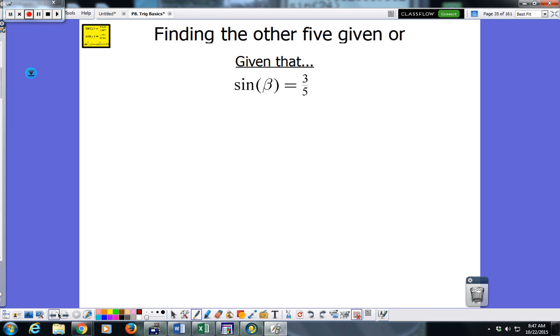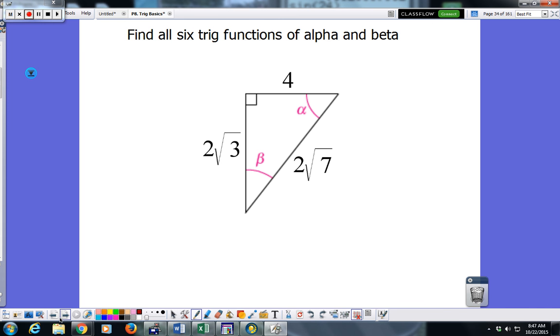Okay, maybe 1 or 2 more problems, then we're done. Find all 6 functions of alpha and beta. This will take forever. You've got 12 different answers here. You've got to find the sine, cosine, tangent, secant, cosecant, cotangent of alpha, and the exact same thing of beta. So here we go. Sine of alpha is opposite over hypotenuse.